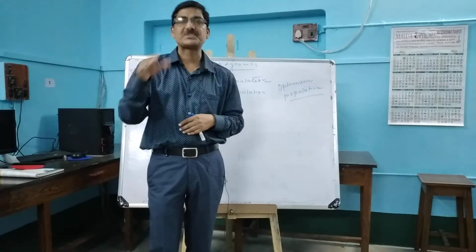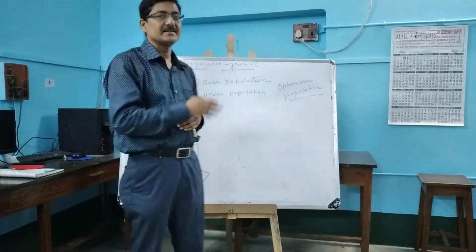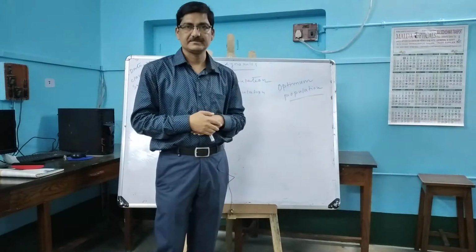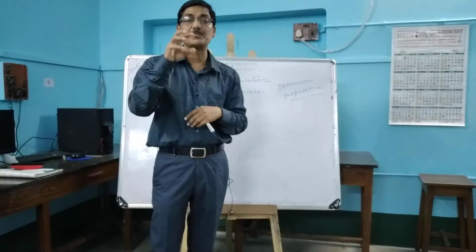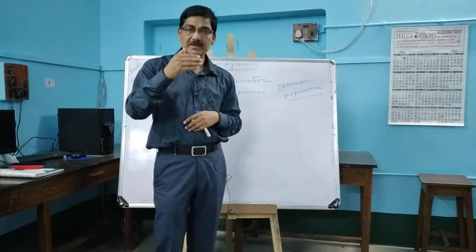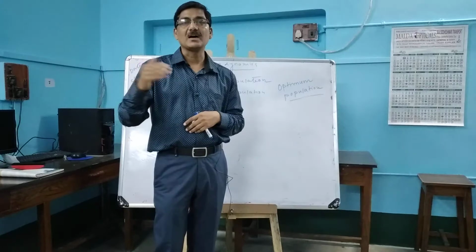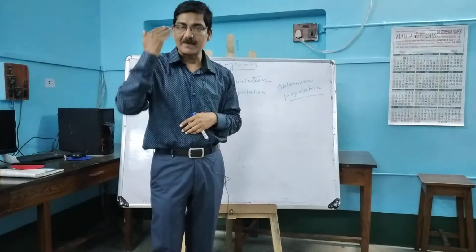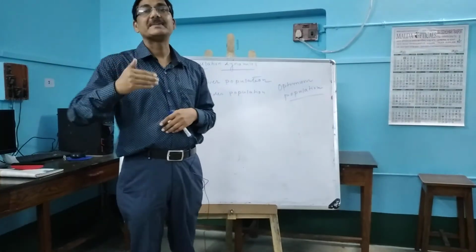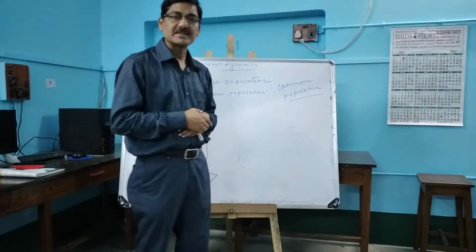Come to the point of cities and towns. Look at Mumbai, look at Delhi, look at Kolkata. All these cities are overpopulated because of more population compared to the natural resources available to the people of that area. That is why these cities are called overpopulated cities.